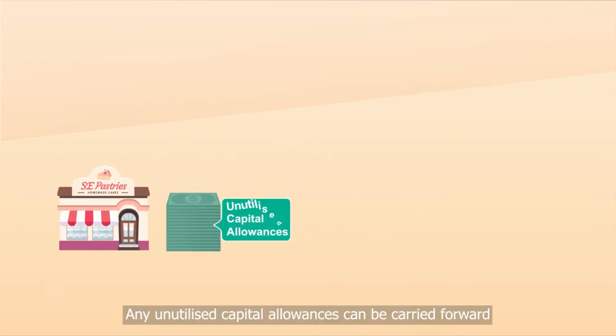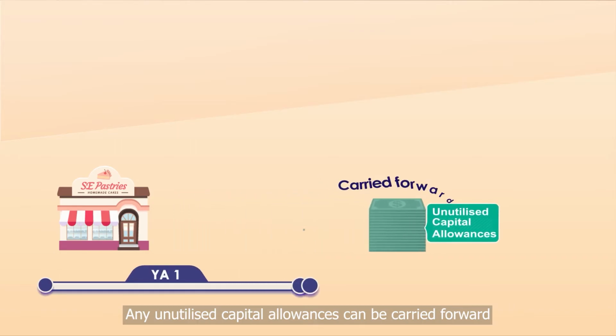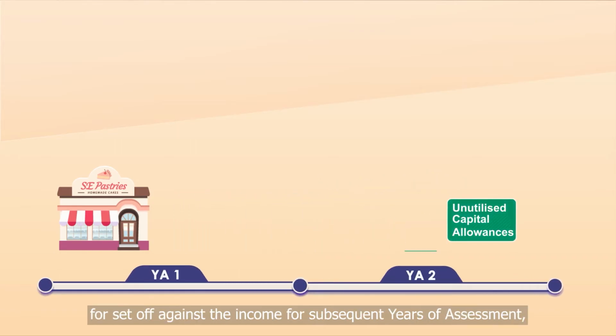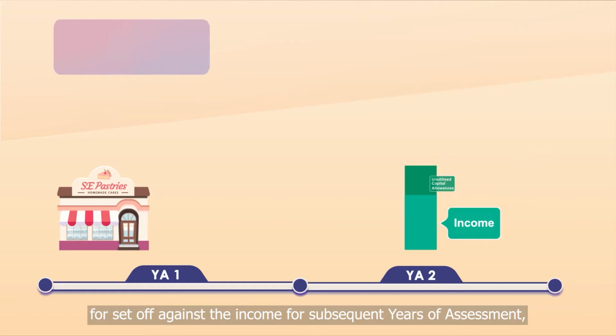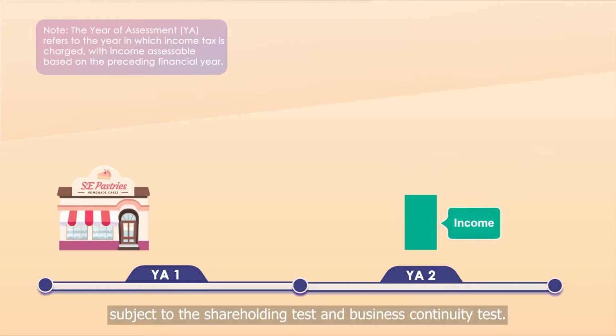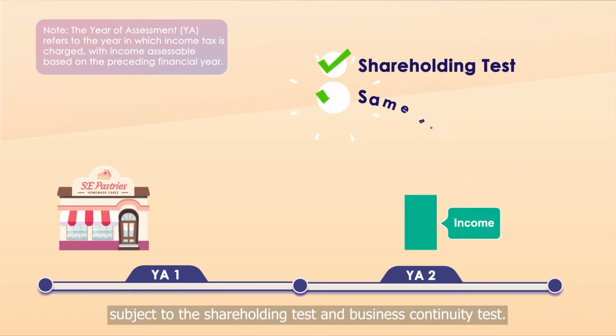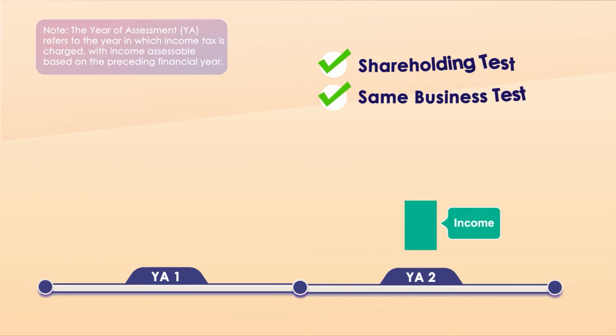Any unutilized capital allowances can be carried forward for set-off against the income for subsequent years of assessment or YAs, subject to the shareholding test and business continuity test.